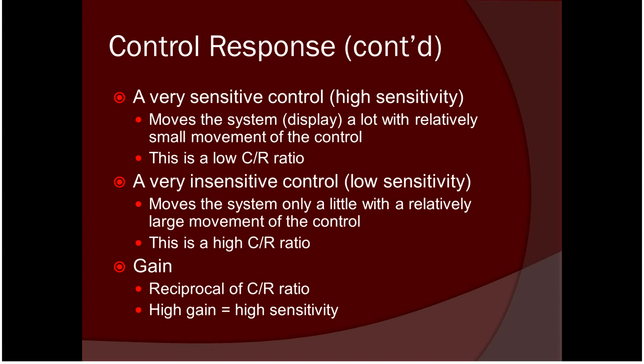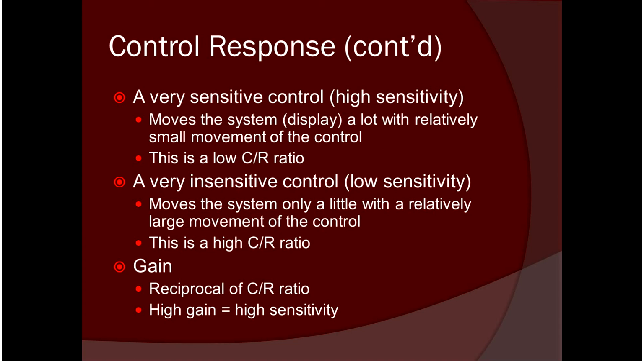So a very sensitive control is one where I turn the knob a little and get a lot of movement in the system. That's called a highly sensitive control. You would understand that, right? If your mouse was very sensitive, you would slide the mouse just a little to the left or a little to the right, and you get this kind of movement back and forth with the cursor. That would be a very sensitive mouse.